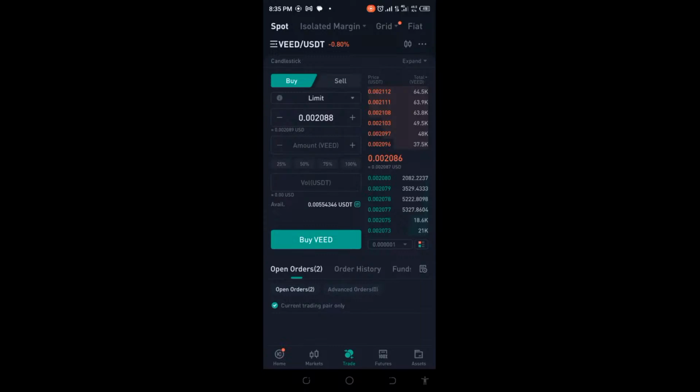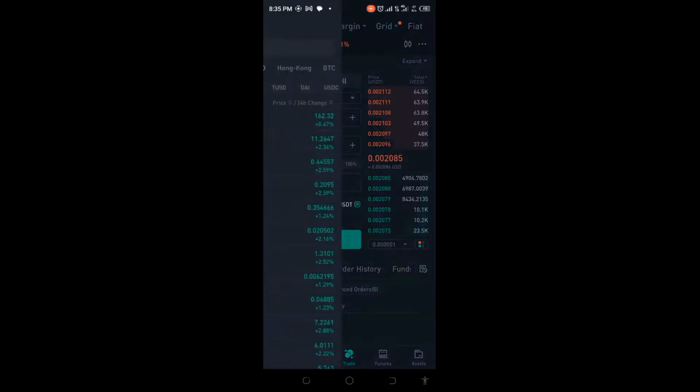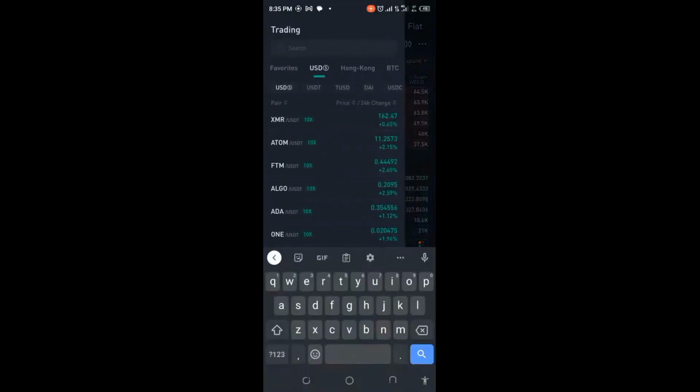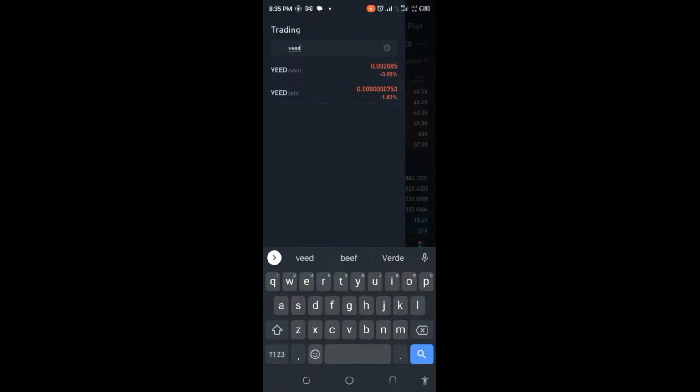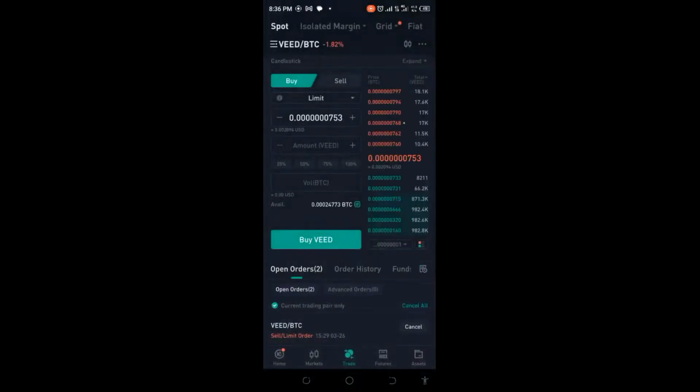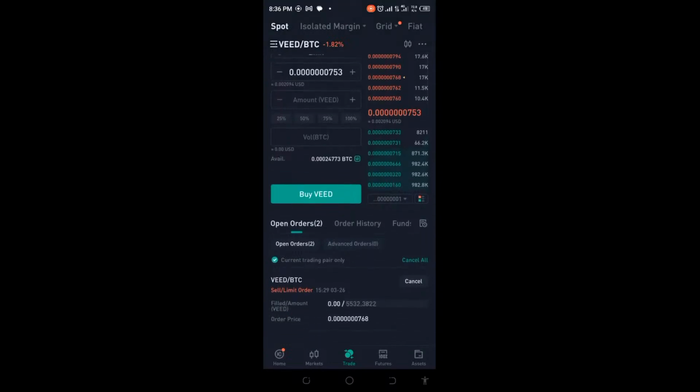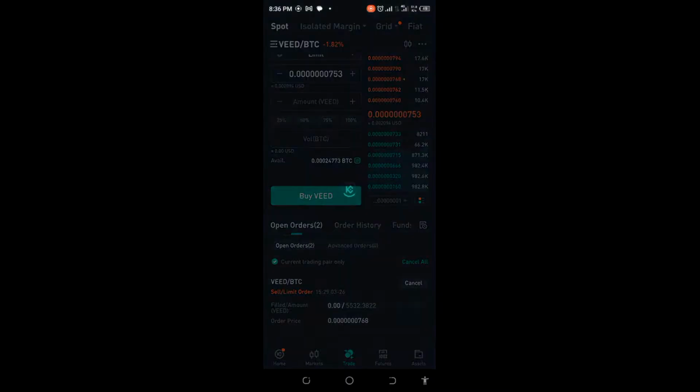Right now I can see that VID USDT is at 002088, and we bought at 2069. So let's see how we can change this back to USDT. I'm so excited. We've been waiting in the queue for VID BTC, and right now it's gone up a bit, as you can see. So what am I going to do? Cancel it, of course.